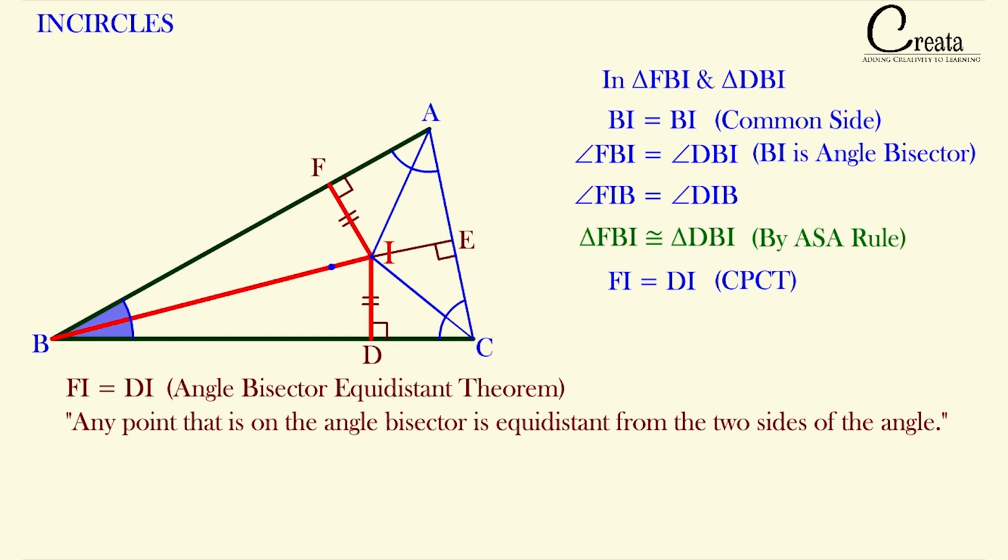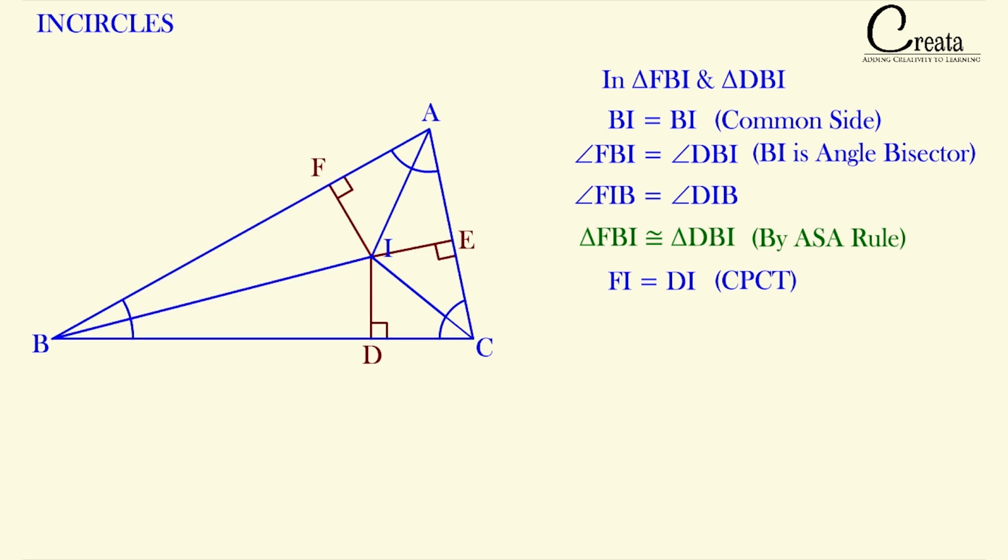If we take any point on this line, these points will be equidistant from both of these sides. The proof of this theorem is by proving both of these triangles congruent to each other, which we have done. So you can use either way. Either you can say IF is equal to ID by the angle bisector equidistance theorem, or you can use the congruency of the triangles to prove IF is equal to ID. I have just added this small concept in between our main topic. This is a part of the basic geometry.